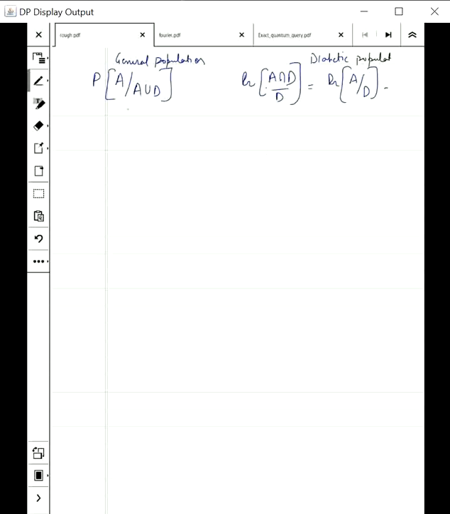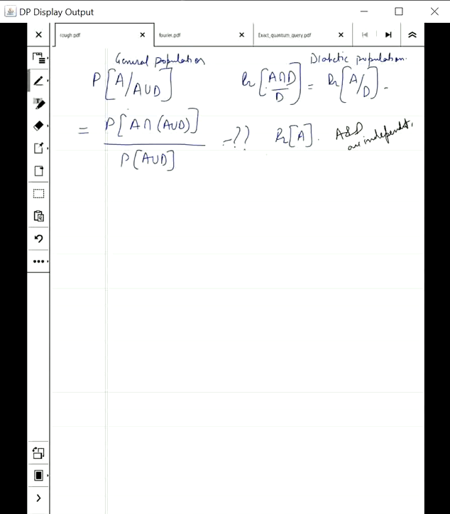Now by the law of conditional probability, the first quantity is probability of A divided by probability of A union D, and I want to compare it with probability of A given D, which is probability of A. This follows because A and D are independent. Now this simplifies to probability of A divided by probability of A union D. This I want to compare with probability of A. And now it is quite clear that this quantity is bigger.